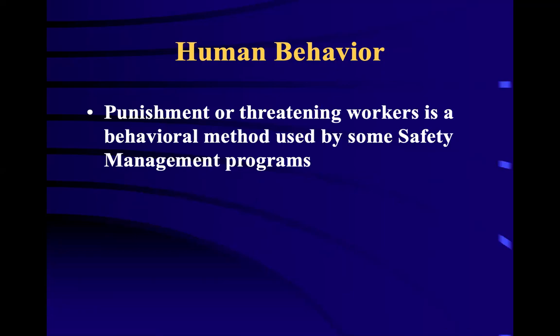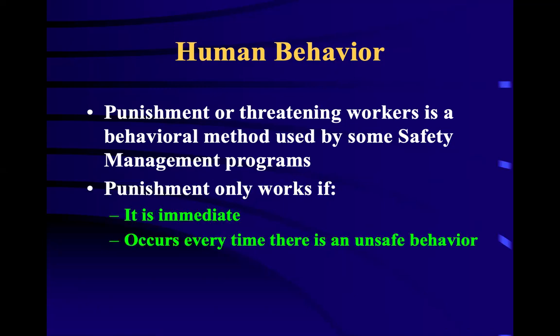So we say punishment or threatening workers is a behavior method used by some safety management programs. But punishment only works if it's immediate and occurs every time there is an unsafe behavior, and this is hard to do.